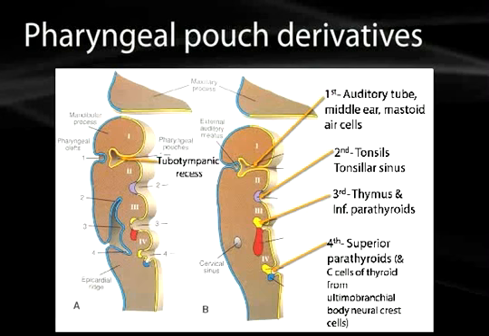That tubotympanic recess will be an invagination from the inside, and the external auditory meatus will be an invagination from the outside. In the second pouch, you can see that the tonsillar sinus would be developing here, and if it obliterates the pharyngeal clefts on the lateral side, this should just be a small area for the palatine tonsil. Now, in the third pharyngeal pouch, the thymus and the inferior thyroids will develop.